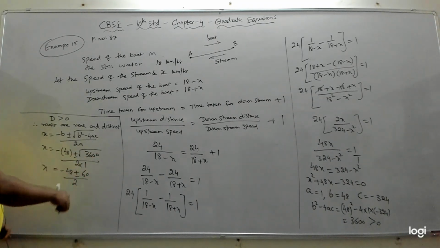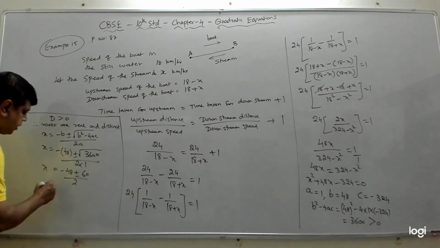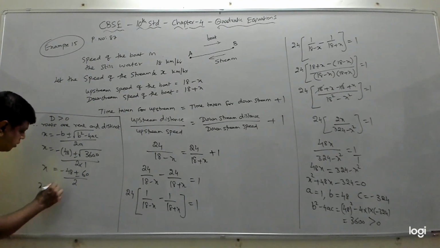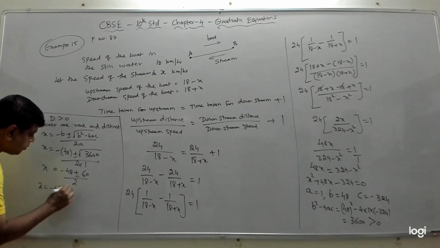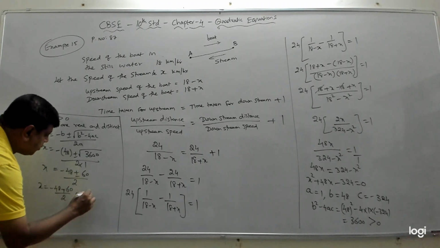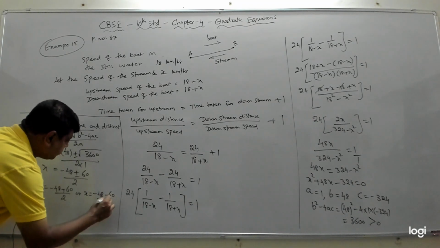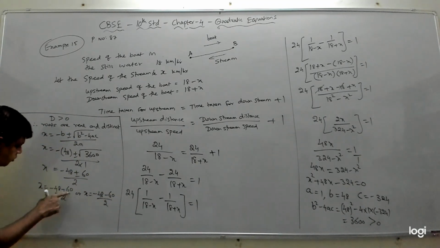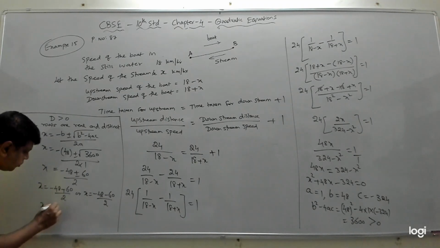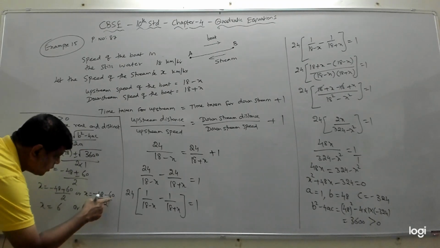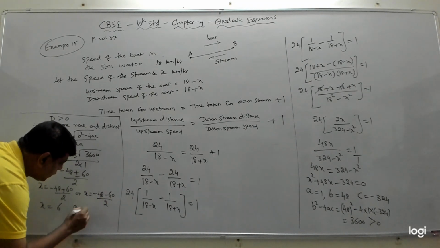You can calculate the square root. So then x will take two values. X is equal to minus 48 plus 60 by 2, or x is equal to minus 48 minus 60 by 2. So this will give you x is equal to 60 minus 48, which is 12, by 2, which is 6, or x is equal to minus 54.